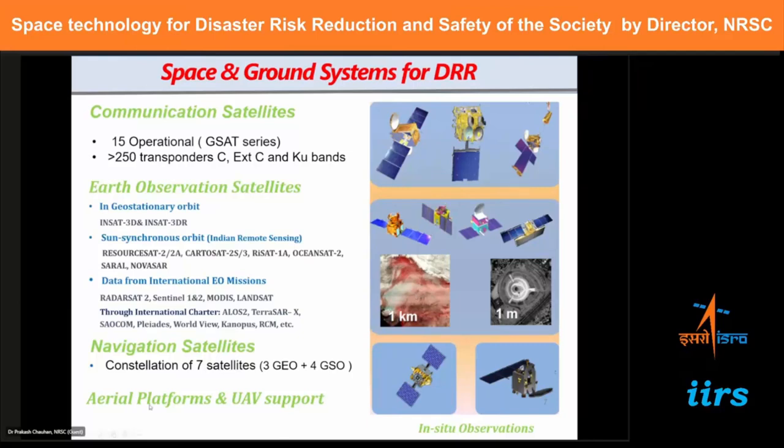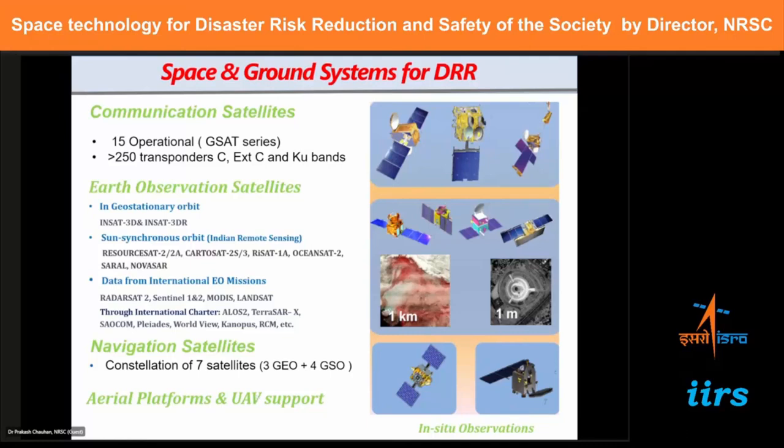Similarly, at the time of disaster, we also have aircraft. So if satellite data is not available that quickly, we can fly our aircraft and then generate flood maps or maybe damage assessment maps using both unmanned aerial vehicles as well as the aerial platforms. This capability is also existing in this country today.